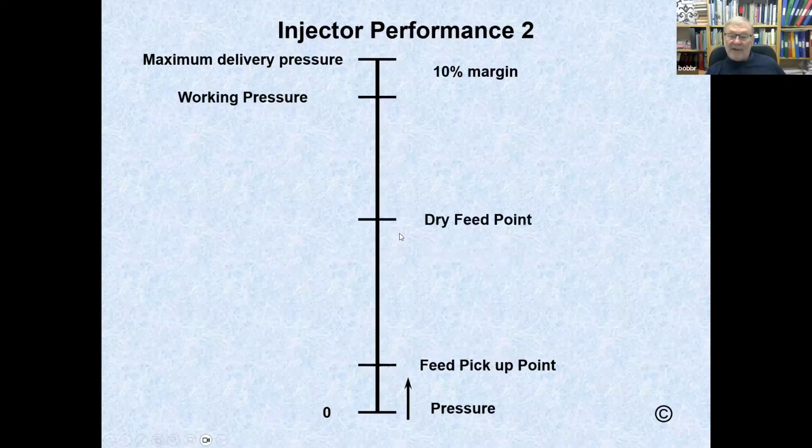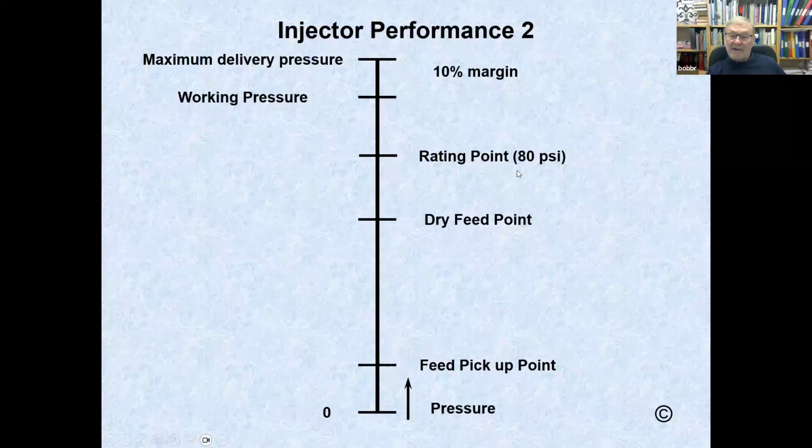At some point, there is a dry feed point. I usually rate them at 80 pounds per square inch. So if it's a 20 fluid ounce injector, it will deliver 20 fluid ounces of water at 80 pounds per square inch.